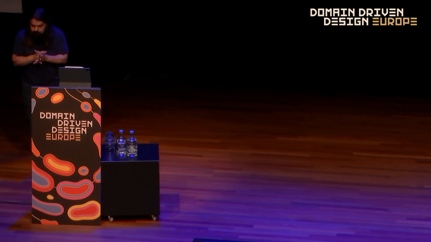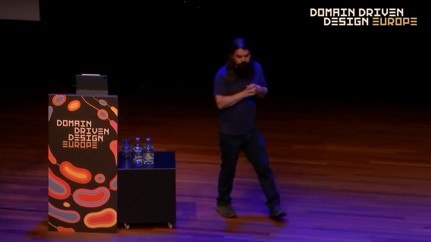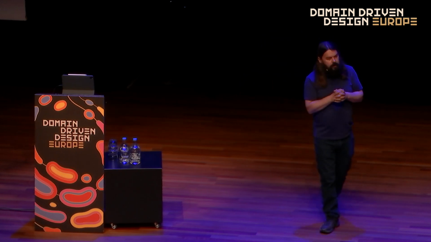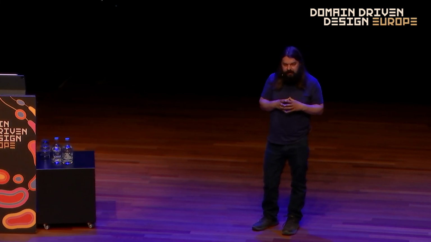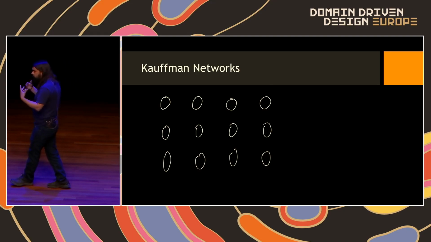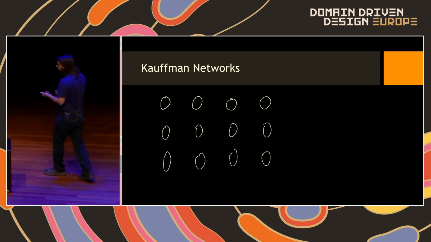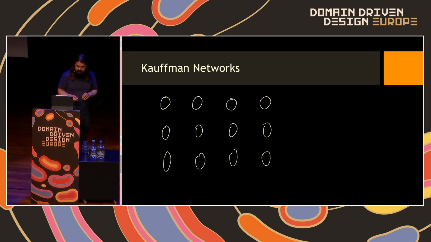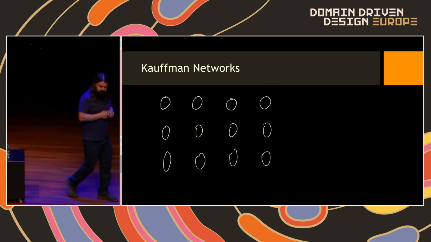Another really important concept from the complexity sciences is the concept of Kauffman networks. Kauffman was a biologist who studied complexity science and came up with some fantastic ideas and theories and models about how life actually came to be, how we emerged from a soup of proteins, and then got iPhones.